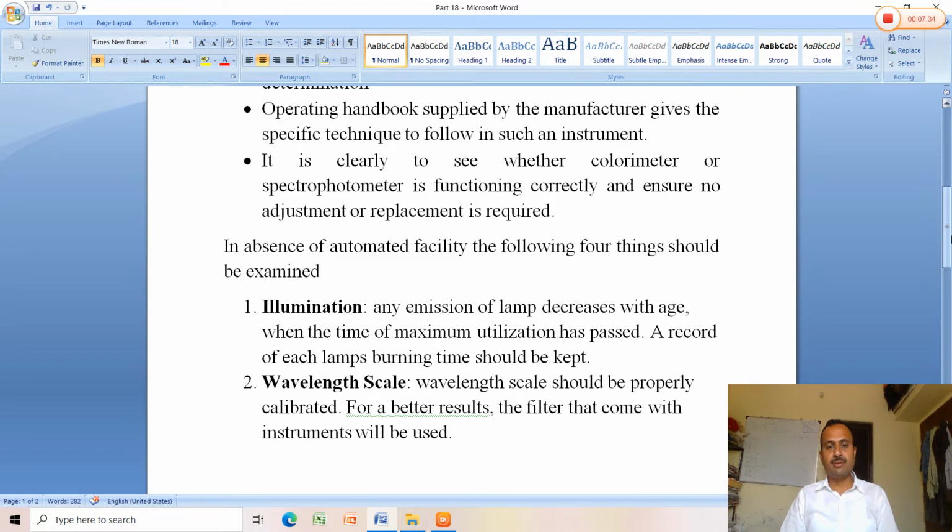Wavelength scale, second point. The wavelength scale should be properly calibrated. For a better result, the filter that comes with the instrument should be used. The wavelength scale is very important, and it is also determined from the value of lambda max for any type of filter. When we purchase the instrument, the manufacturer provides the filters. So for better results, the filter that comes with the instrument should be used for the calibration of the wavelength scale.